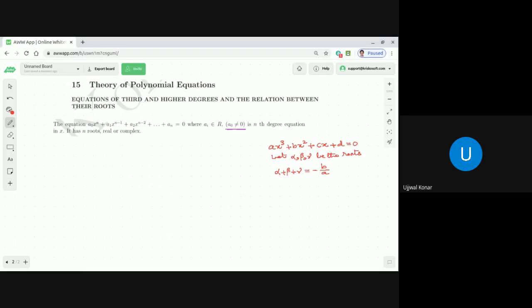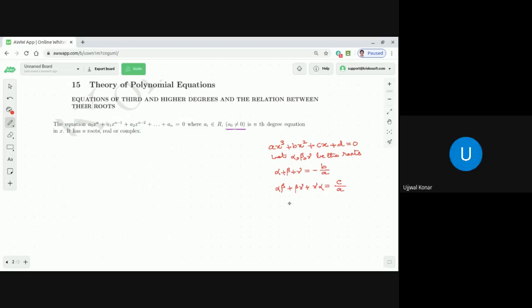So sum of the roots. The next point is that it is the sum of the roots taken 2 at a time. That means what? Alpha beta plus beta gamma plus gamma alpha. Correct, dear students? Taking 2 at a time. So then what it will be? This will be equal to c by a, that is coefficient of x divided by coefficient of x cube.